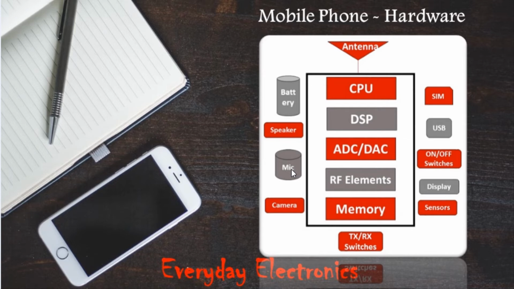Now, the next part is the SIM. SIM means Subscriber Identity Module, or Subscriber Identification Module. Actually, it is an IC that is intended to securely store the International Mobile Subscriber Identity, the IMSI number, and its related key, which are used to identify and authenticate the subscribers.